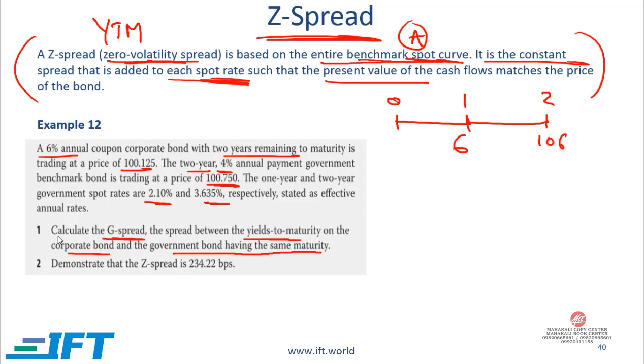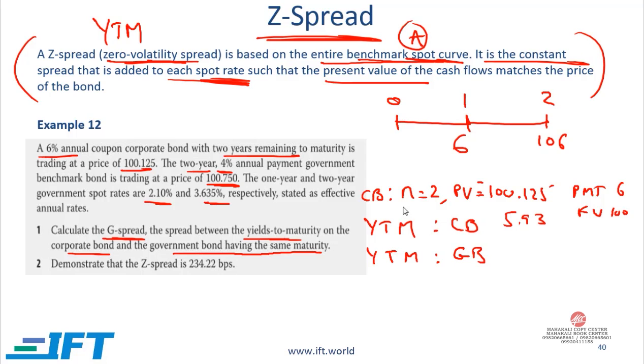To do part 1, you need to do 2 things. You need to come up with the YTM on the corporate bond, and you need to come up with the YTM on the government bond. Is this easy to do? So calculating the YTM is easy. I would recommend that you do this using the calculator and not the method used in the curriculum.